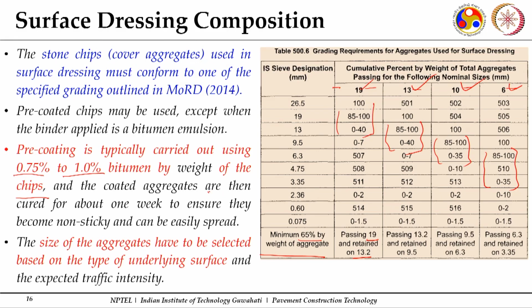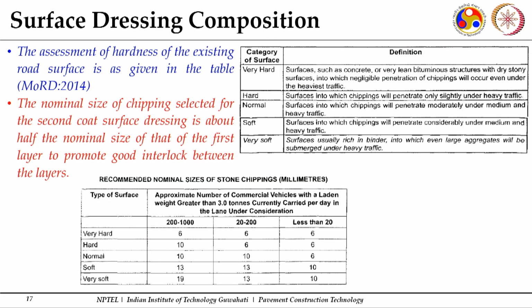We have to cure them for a period of around 1 week to ensure that they become non-stick, because we have to spread these stone chips over this binder. So this pre-coating has to be done at least a week before we go for the actual application of a surface dressing. And which NMS has to be selected out of this 1913? It normally depends upon the underlying surface category.